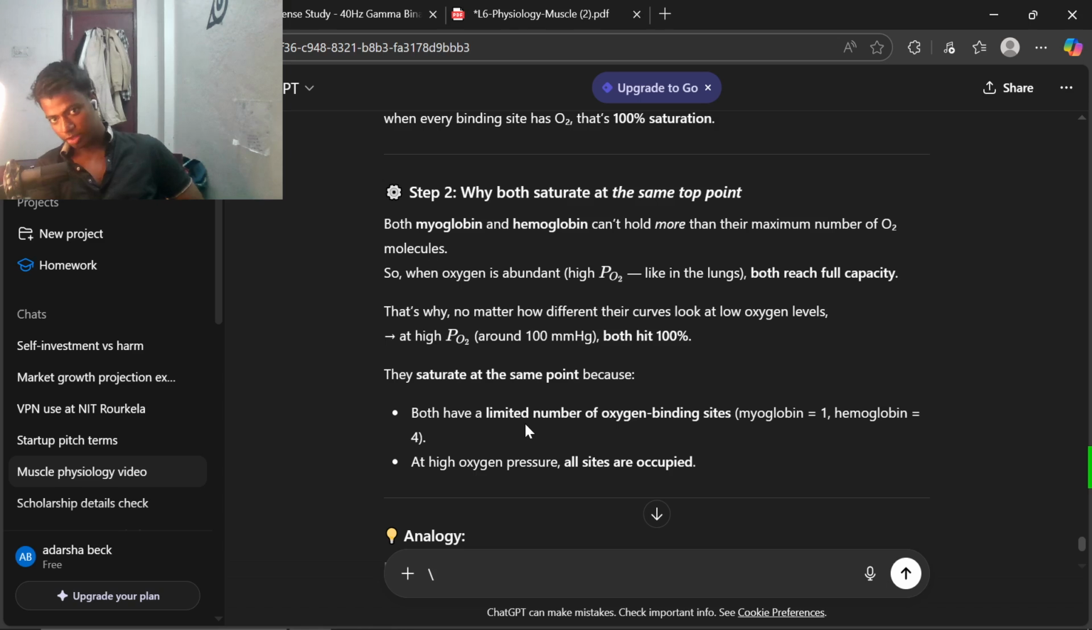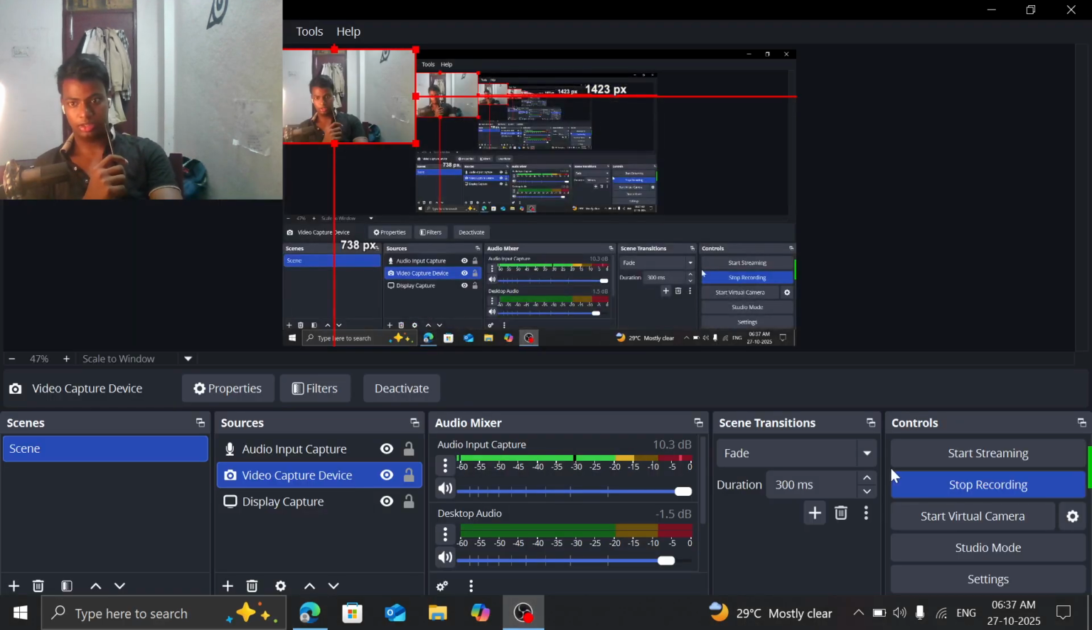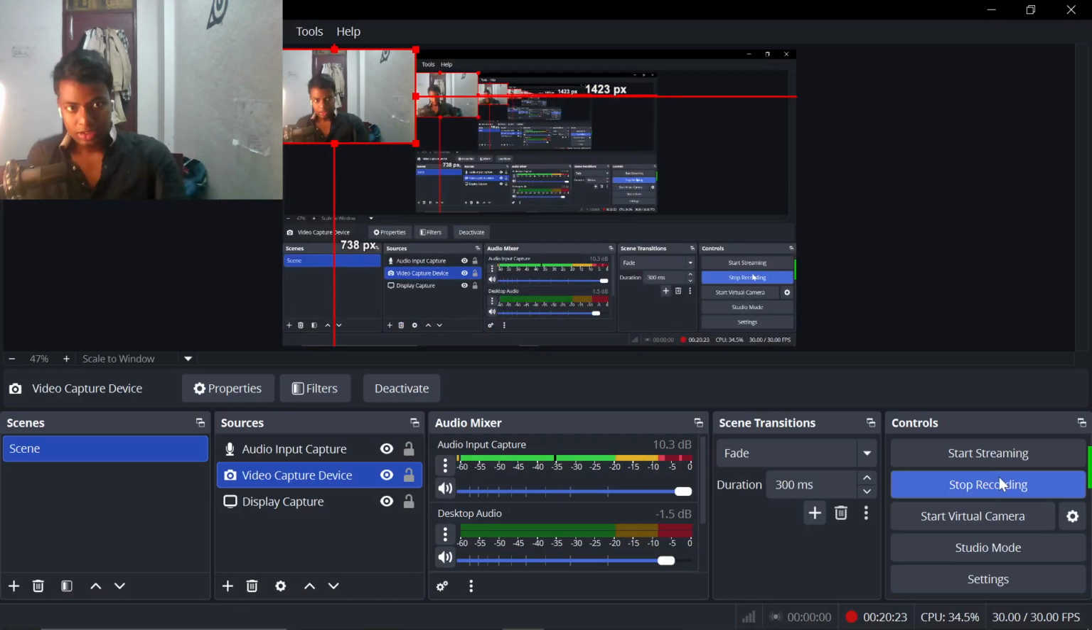Both myoglobin and hemoglobin cannot hold more than their maximum number of O2. So when oxygen is abundant, both are at full capacity. That's why no matter how different the curves look, at high PO2 both hit 100%. Okay, that is all. That is all about today. Thank you.